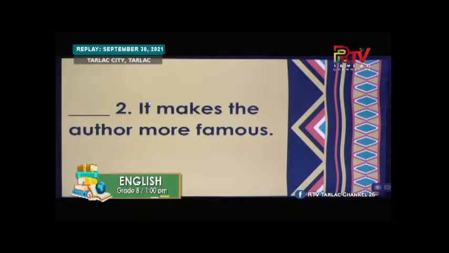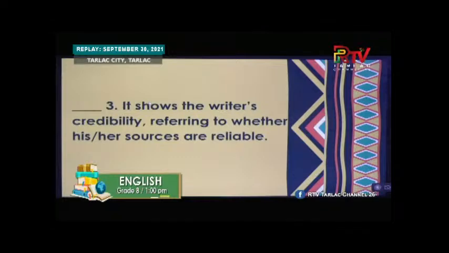For number 3, it shows the writer's credibility, referring to whether his or her sources are reliable. Is it check or X?